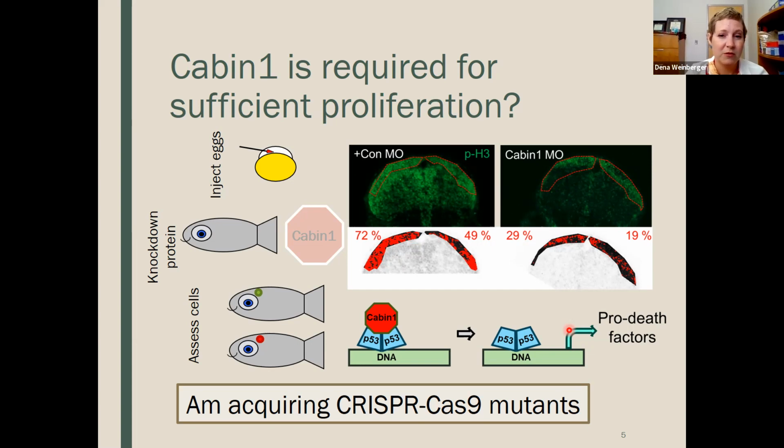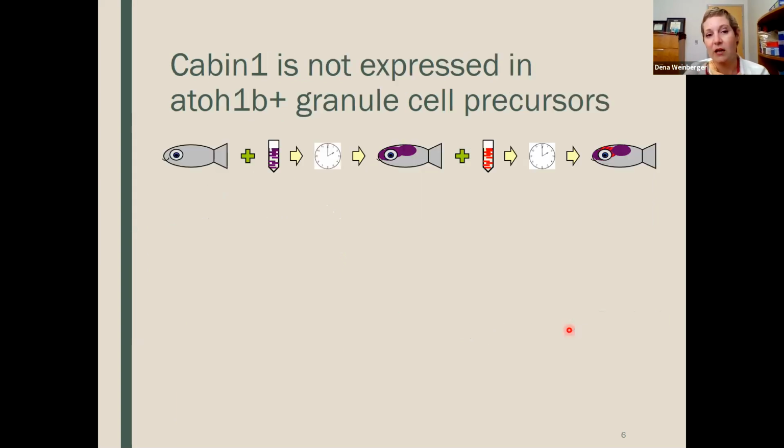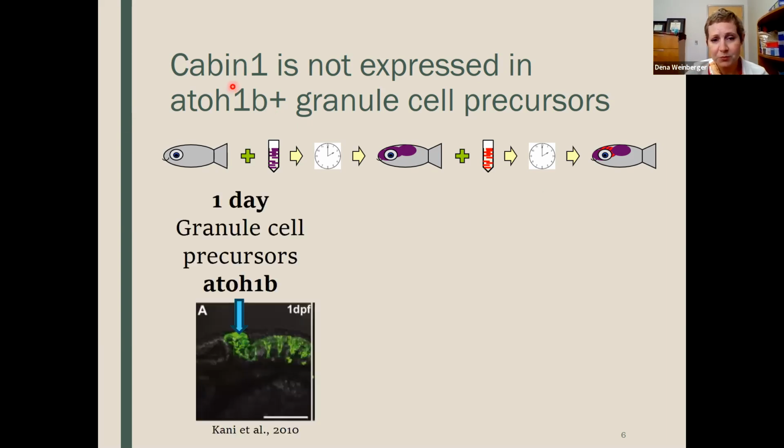But there might be some clues about which population is being affected by looking at which cells are actually expressing cabin 1 rather than the whole cerebellum itself. So I'm also looking at which of these major cell groups is expressing cabin 1 using double in situ hybridization, where we stain subsequently with different colors. I'm using one color for cabin 1 and one color for a marker. In this case, it's ATOH1B, which labels the granule cell precursors.